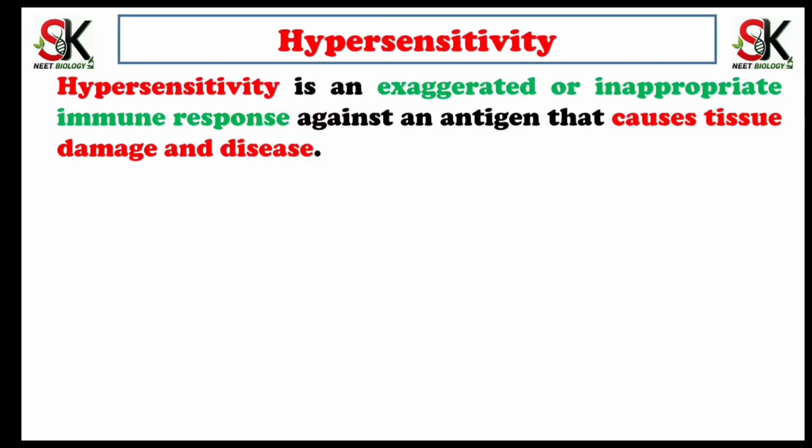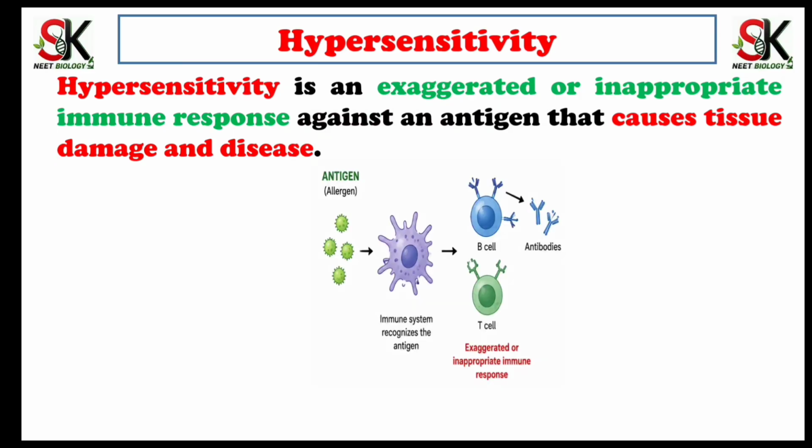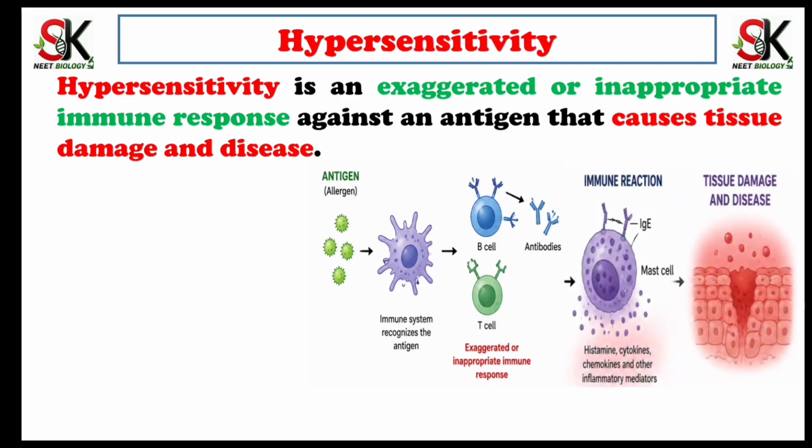Hypersensitivity is an exaggerated or inappropriate immune response against an antigen that causes tissue damage and disease. Let us understand this definition with the image. When an antigen is recognized by the immune system, like B cells and T cells, they give an exaggerated or inappropriate immune response and produce antibodies, and some immune cells like mast cells lead to production of histamine, cytokines, chemokines and other inflammatory mediators, which lead to tissue damage and disease.